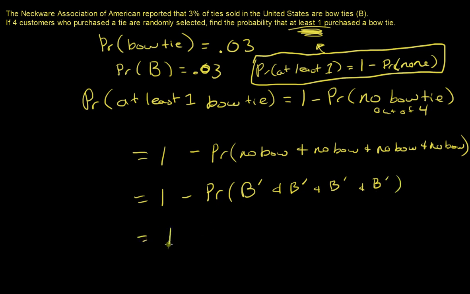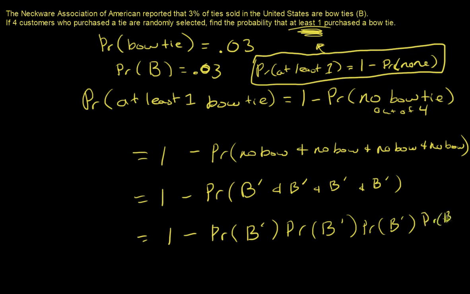Okay? So now, using the multiplication rule, now these 4 people are selected at random. So that means that they are independent from each other. So this is the same thing as using the multiplication rule: first person not getting a bow tie, times the second person not getting a bow tie, times the third person not getting a bow tie, times the fourth person not getting a bow tie, right? So we just talked about in the previous video an example where you have independence and you're going to use the multiplication rule to figure out that probability.